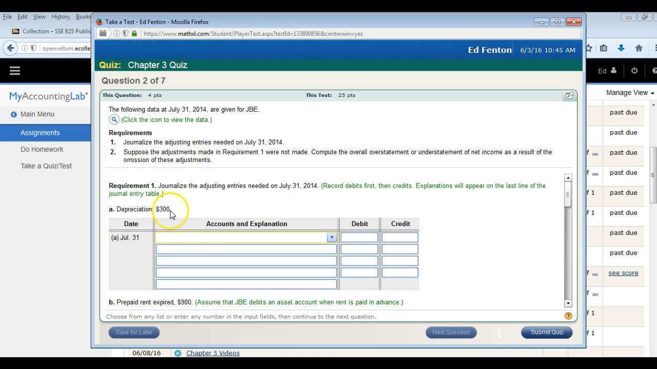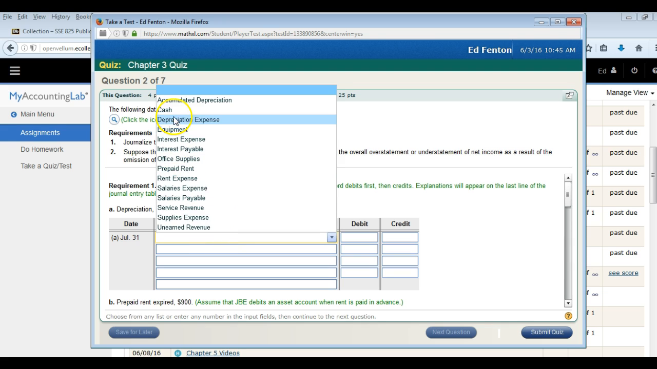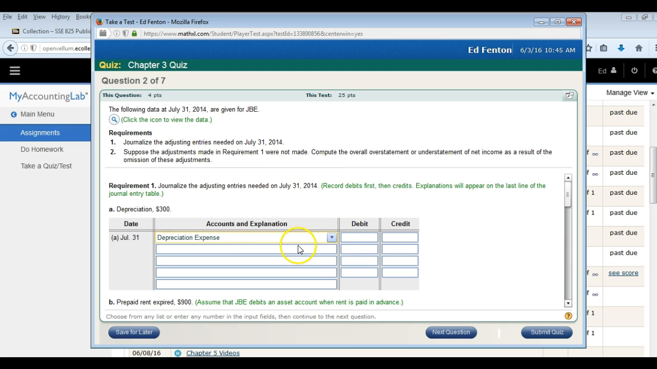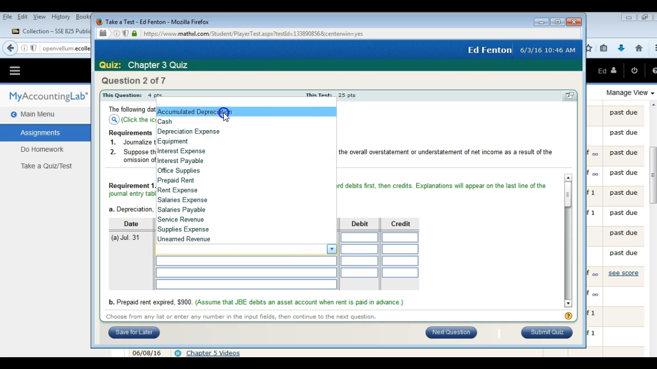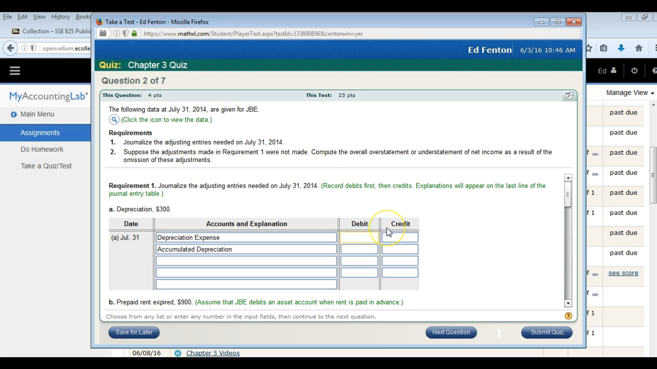So if they say depreciation is $300, you know that you're going to debit depreciation expense and credit accumulated depreciation for $300. Now when you look at this, you should know that as you increase expenses, which you do with a debit, that has the effect of lowering net income. So this is what you have to do: go through each of these entries and make the adjustment.